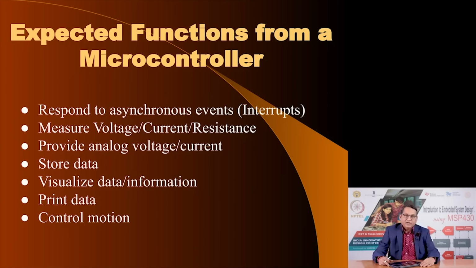And last but not the least, an embedded microcontroller would be expected to control motion. As we saw, whether it is the speed of a DC motor or the position of a certain device, maybe you are designing a printer, then the print head needs to be located appropriately, and so we are talking of being able to control motion. So, these are all the common functions that one expects a microcontroller should be able to perform.